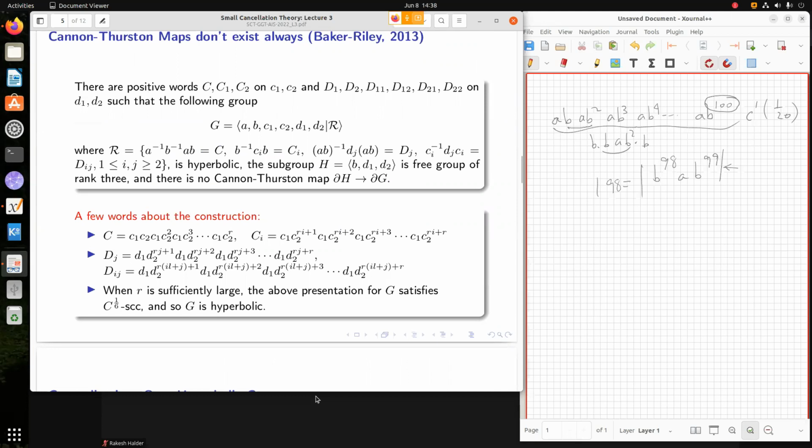So if in place of these C1, C2, D1, D2, all these words, if we can choose them suitably, then it appears that from this presentation G should satisfy a certain small cancellation condition. If we can choose these nine words C1 and 2, then all these D, I, J's, etc.